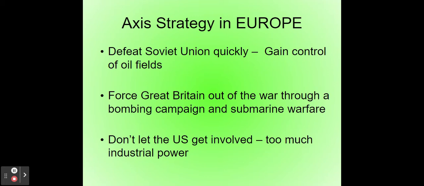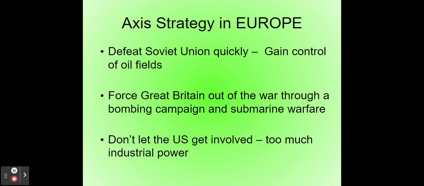And by the time Hitler realizes what's going on, the Soviets are beginning to push on the east. We're involved in the war. We're backing Britain up in the west, and Hitler is getting squished on both sides. So the Axis strategy in Europe is probably doomed to fail early on, because Hitler's not able to accomplish the first two goals, and then because of Japan, the third goal goes out the window as well.